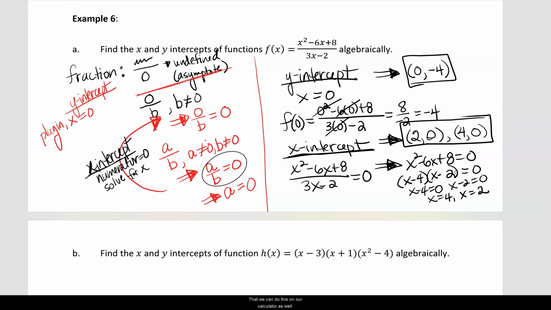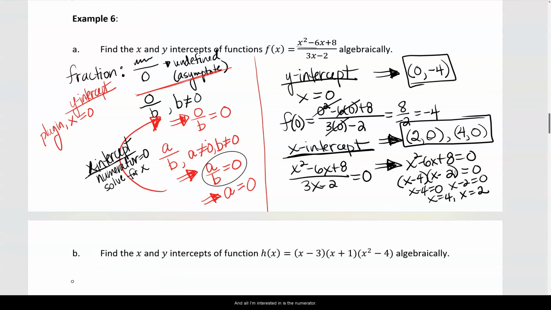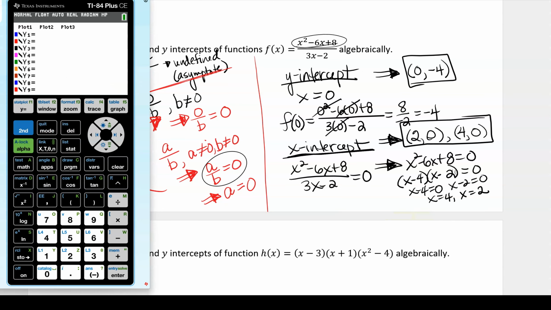Now we can do this on our calculator as well. If we take a look at our calculator, we can plug in our function, and all I'm interested in is the numerator. Plug in our function x squared minus 6x plus 8, hit graph. And on our graph, we can see visually by inspection that it intersects the x-axis at 2, which is x equals 2, and 4.